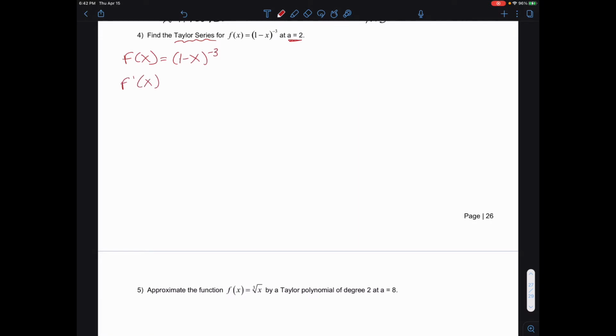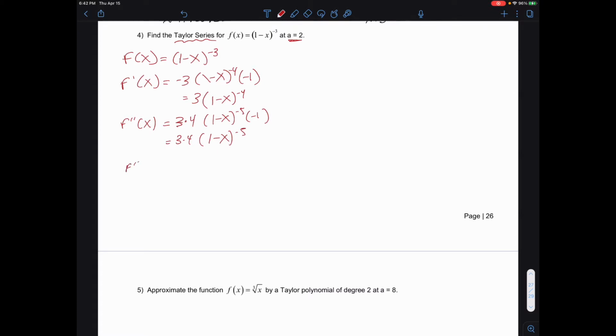Then we find our derivative. And if you remember, we did these derivatives before. This is negative 3, (1 minus x) to the negative 4 power times negative 1, which we wrote as 3, (1 minus x) to the negative 4 power. And the second derivative was 3 times 4, (1 minus x) to the negative 5 power times negative 1, which gave me 3 times 4 times (1 minus x) to the negative 5 power.